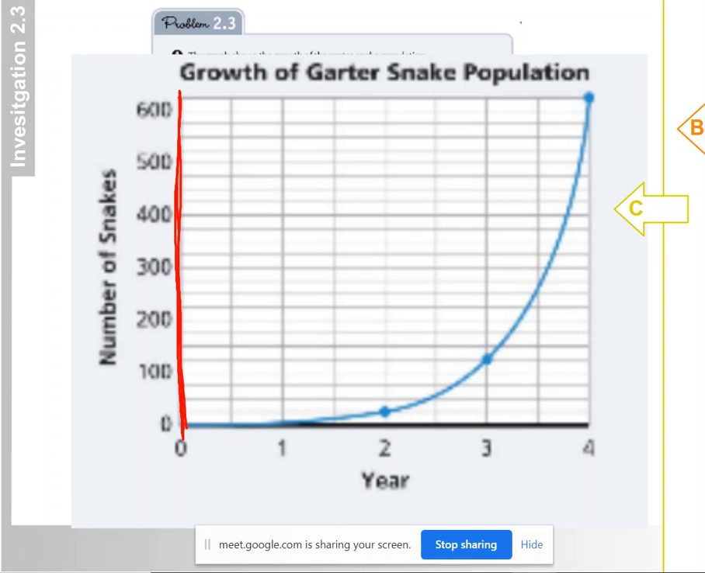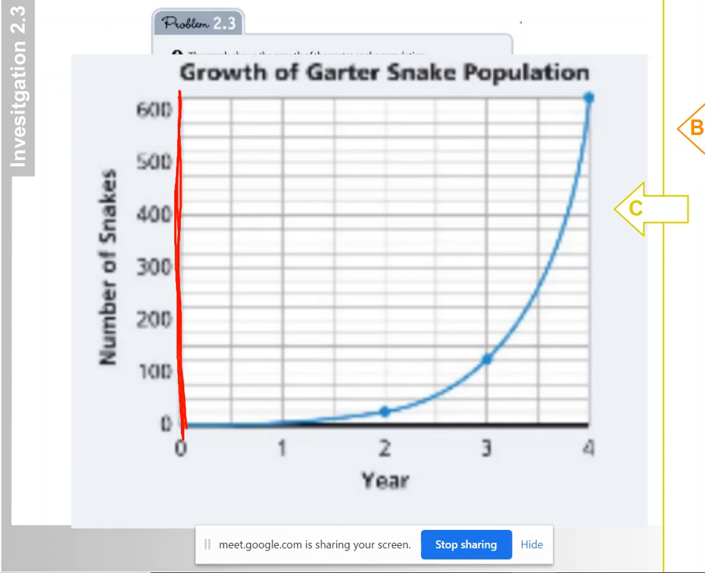I have no response from the people I can see. So, thumbs up or thumbs down, is this a function? You can't just sit on the fence. It's either yes or no. Mostly yeses. Couple noes. Okay. All right. This is a function.